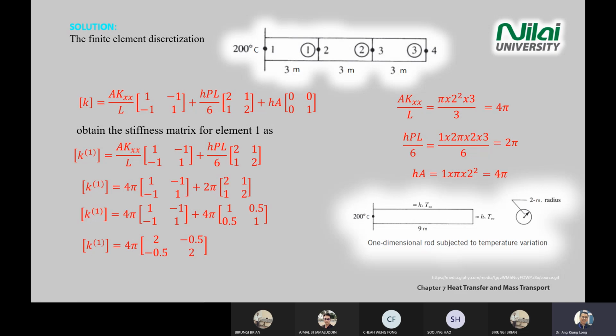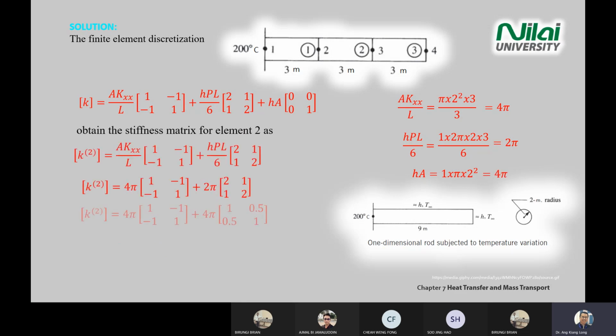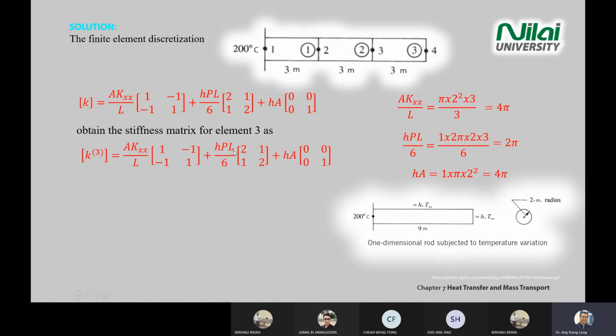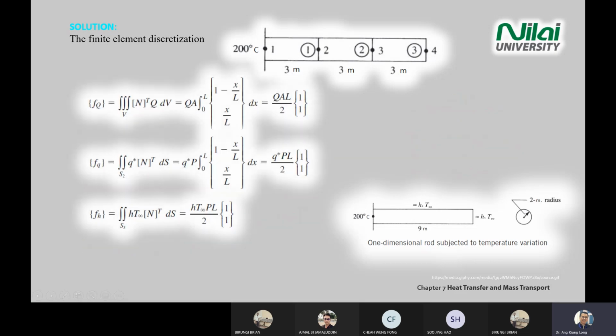Any questions for the first element? No? Okay, I continue. So element 2 will be the same. You get the same matrix. However, the numbering is different. So you get K1 and K2. However, let's see what happened to element 3. For element 3, you need to include the hA value because it exposes the end here. It's open, so you need to add the third component. So the rest is just mathematics. At the end, you arrive at K3 equal to 4 pi, this number, and then the rest is just superimpose.